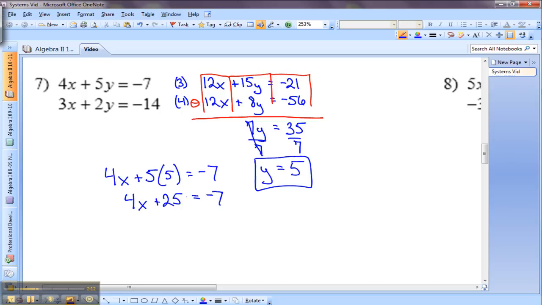When we subtract 25 from both sides, we get 4x equals negative 32. And then dividing both sides by 4, we see x equals negative 8. So our x value is negative 8. Our y value is 5. As an ordered pair, we would write that negative 8, comma 5.